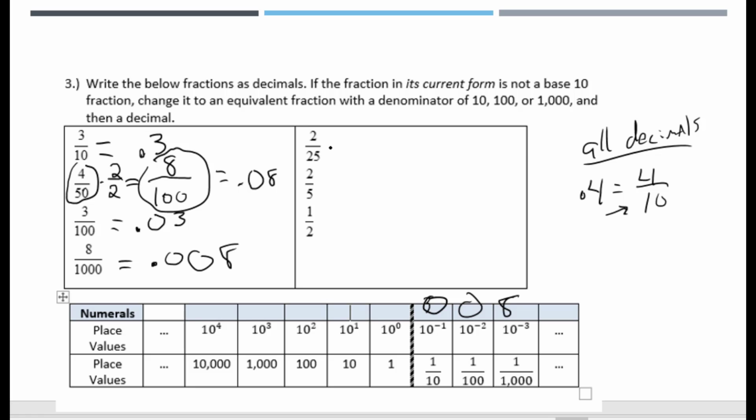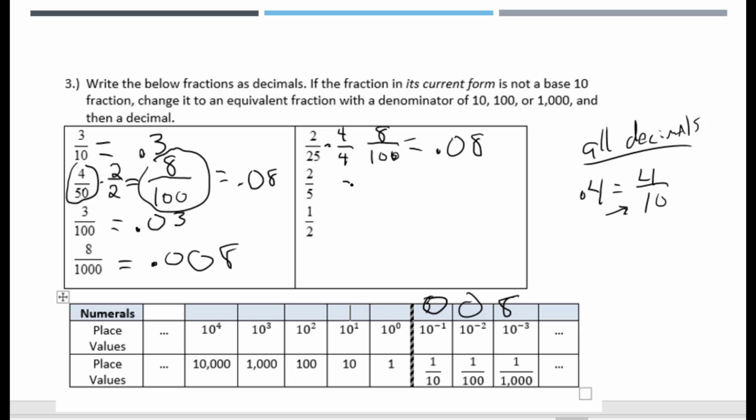2 out of 25, well, hopefully you can see again that you get to 100. If you get to 100, then you can write it as a decimal. So I'm going to multiply 25 by 4 and 2 by 4. So I get 8 over 100 as a decimal, none in the tens place, 8 in the hundreds place.